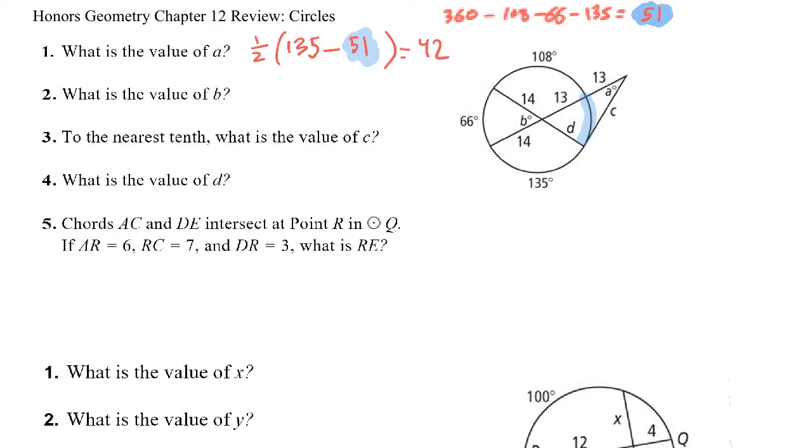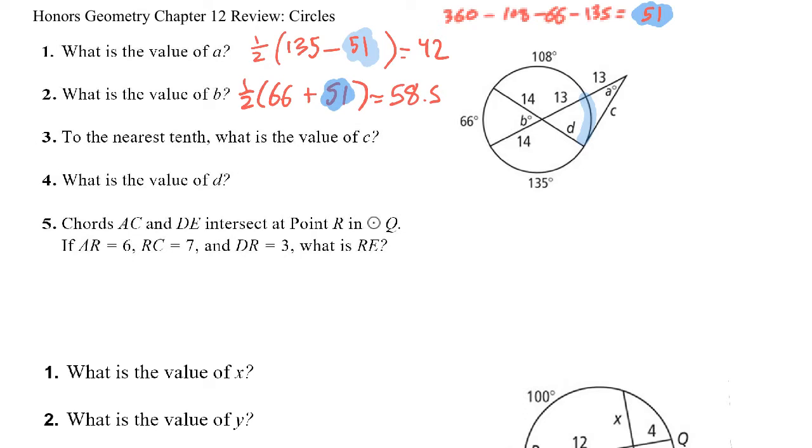So A is 42. What's the value of B? B is inside the circle right here, but it's not in the center or on the edge. And so it's 1/2 the sum of the two arcs. In this case, 66 is the one arc, and the other one is that blue one I just found. So 58.5, the sum of those was 117. So both of those, you just need to know the formulas.